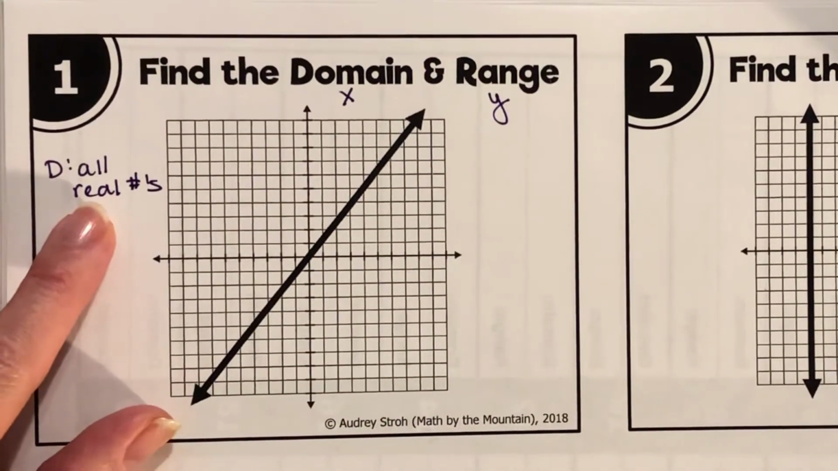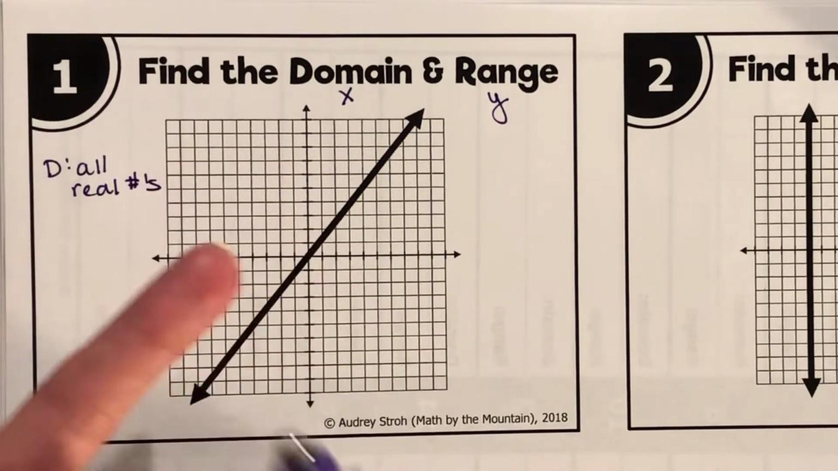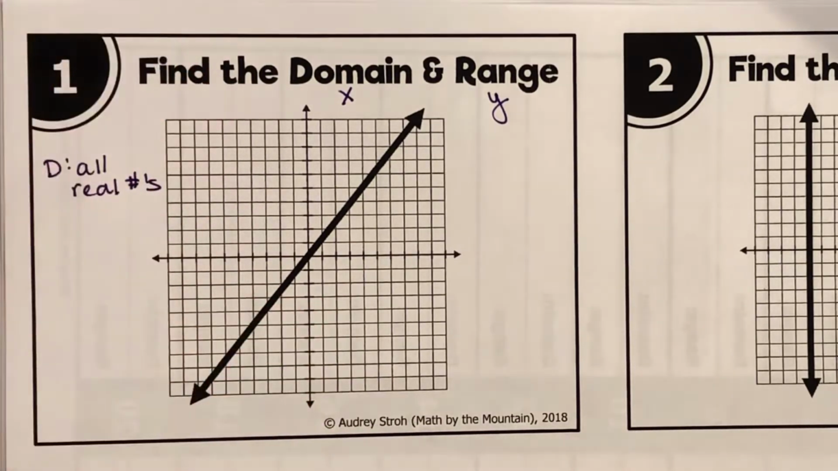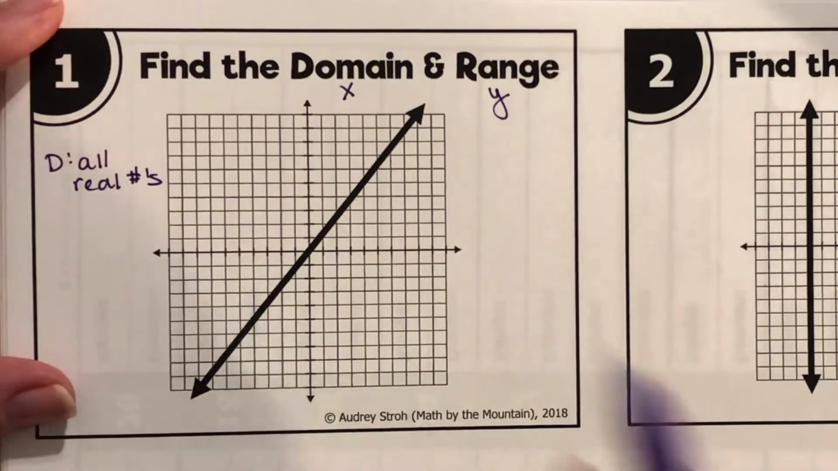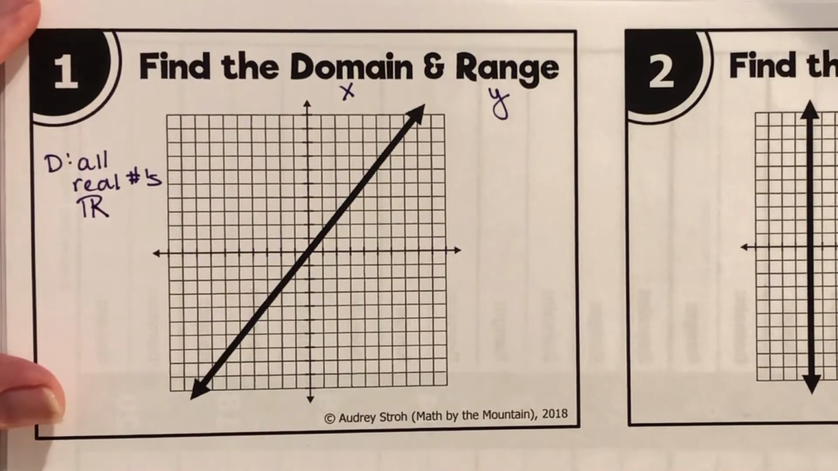And real numbers meaning any number at all. Integers, so nice whole numbers, fractions, decimals, square root of 3, I could get that. So all real numbers, I could get any of them. And sometimes I just personally like to abbreviate it, all real numbers like that.